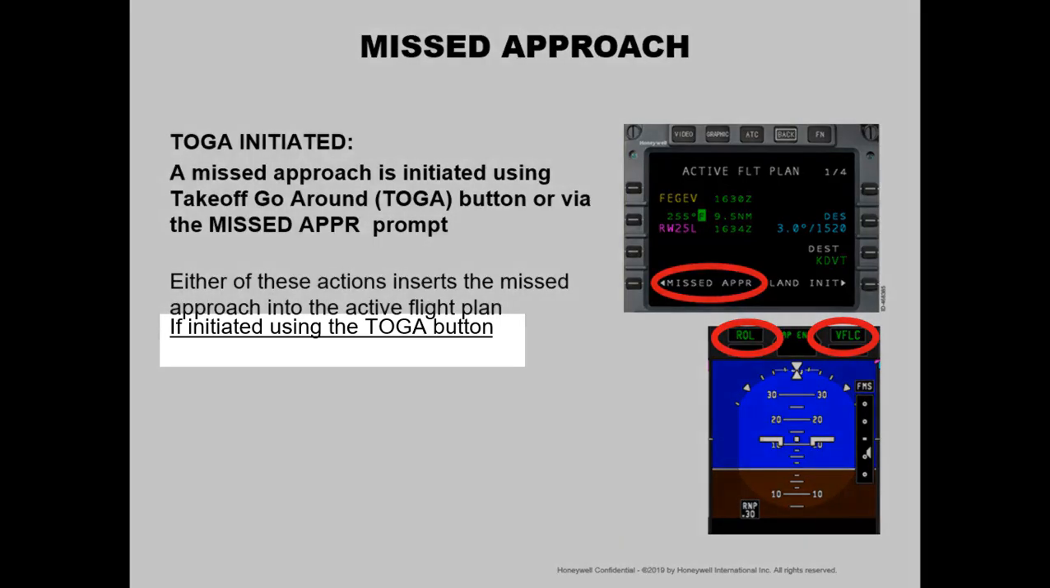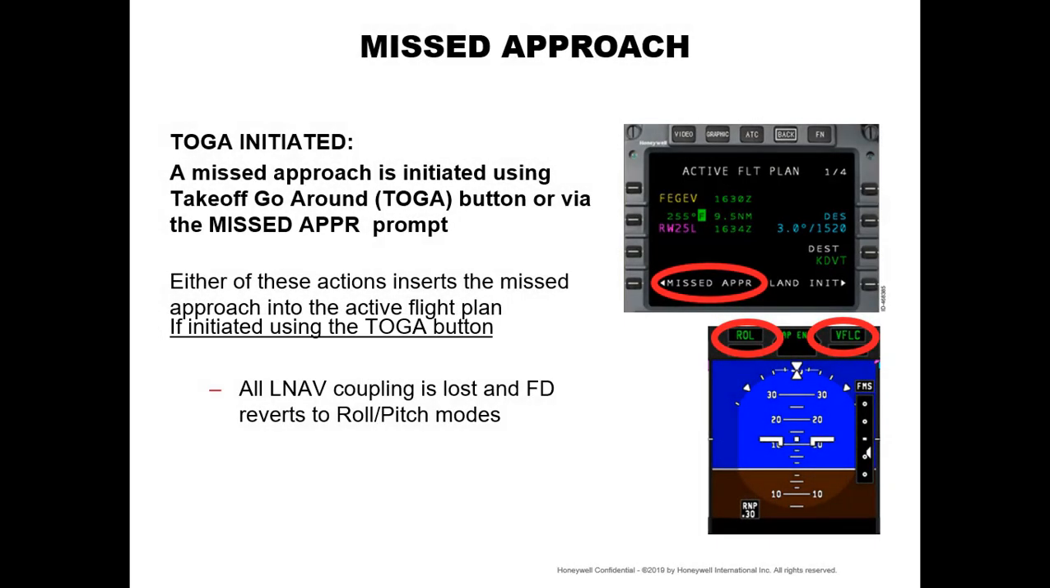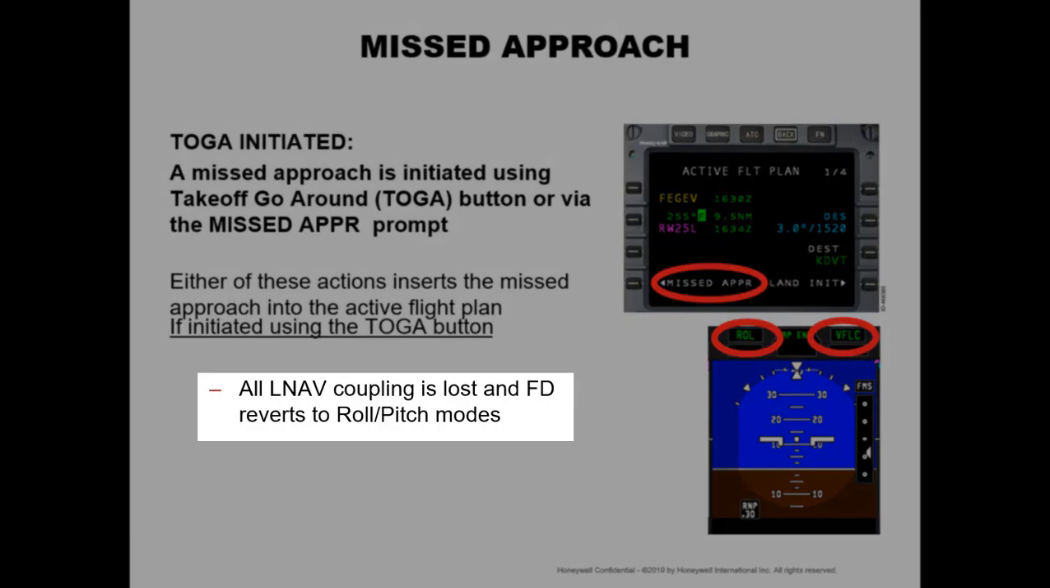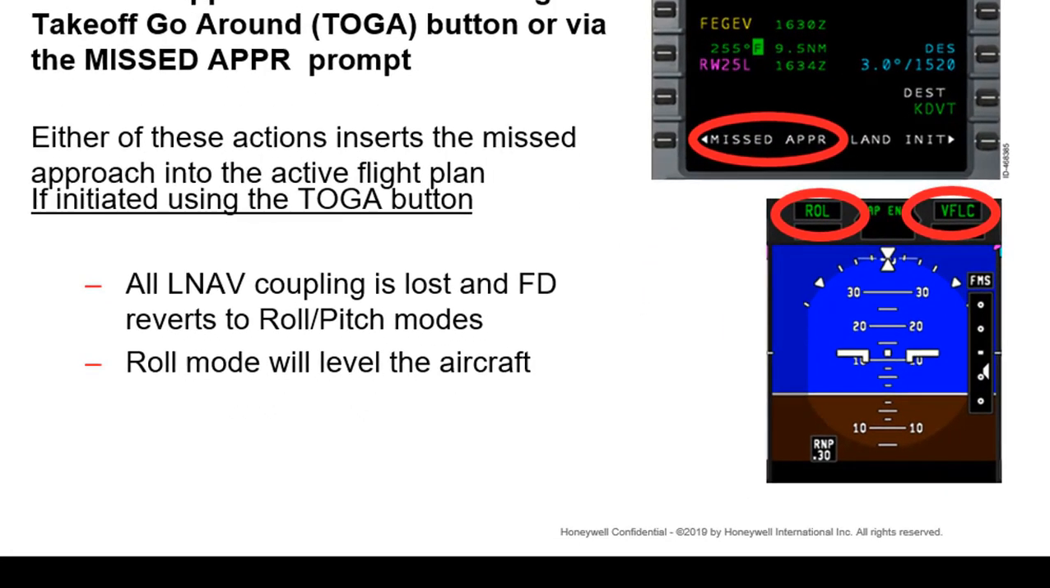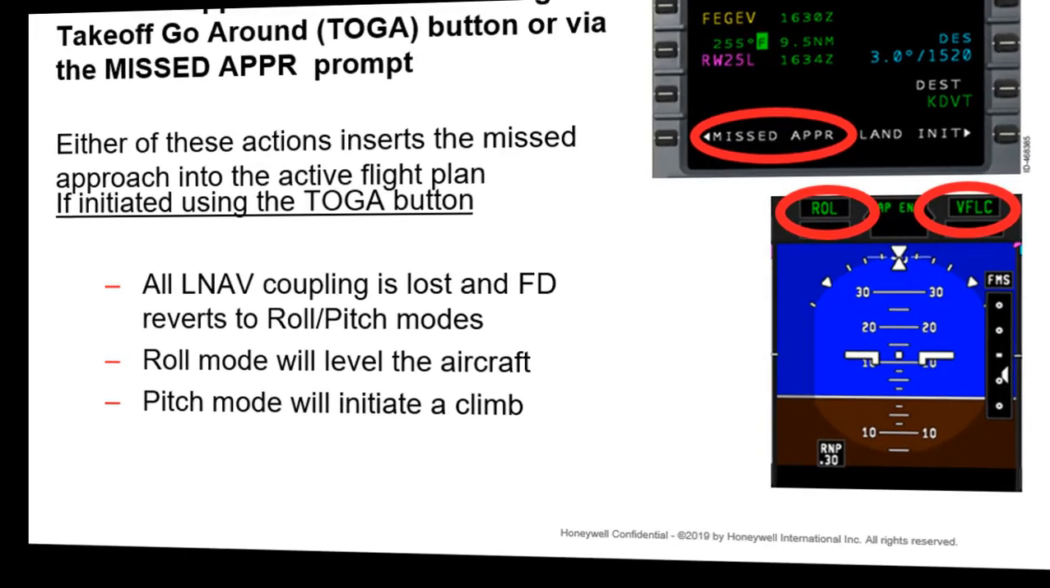If the missed approach is initiated pressing the TOGA button, all LNAV coupling is lost and the flight director reverts to the roll and pitch modes. The roll mode will level the aircraft. The pitch mode will initiate a climb.